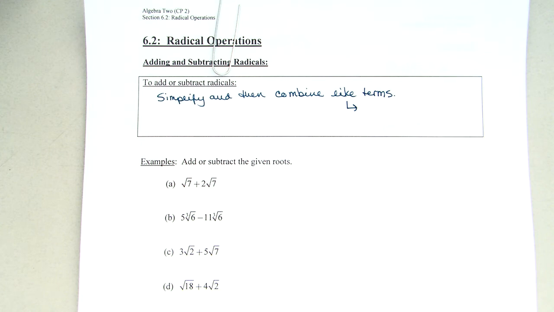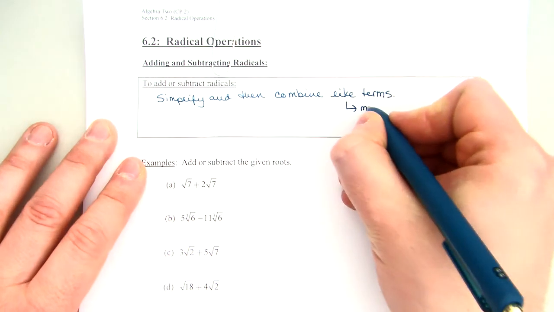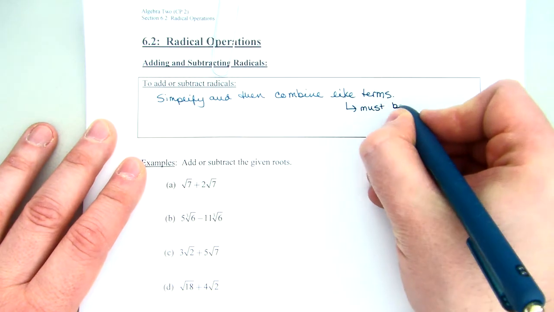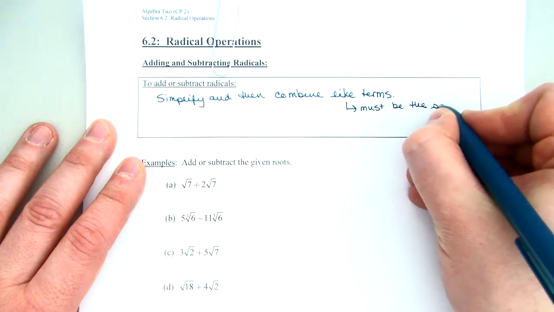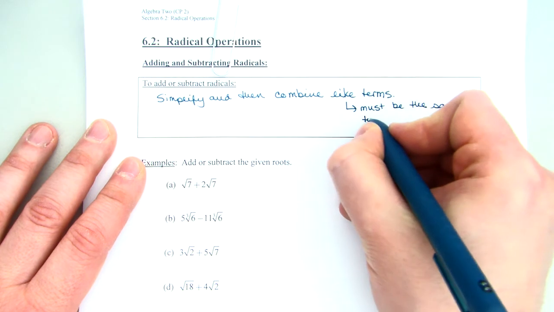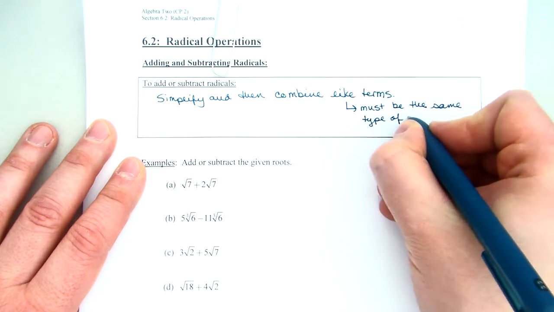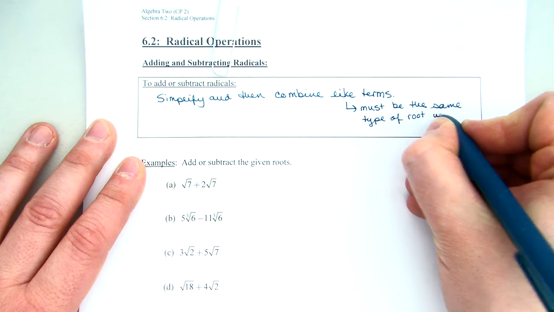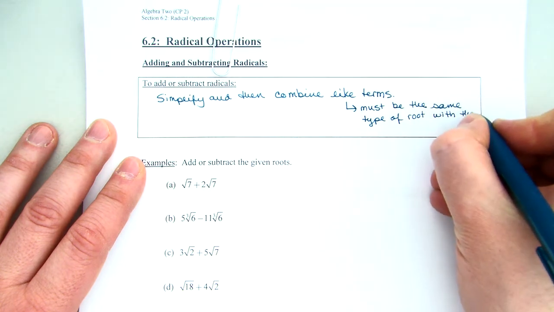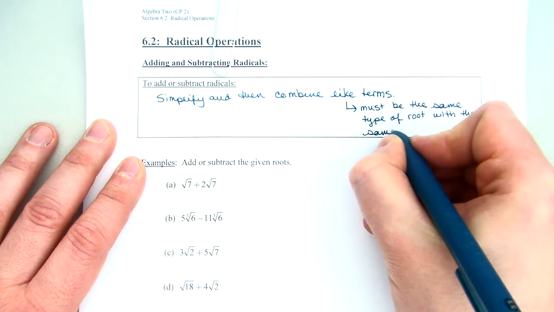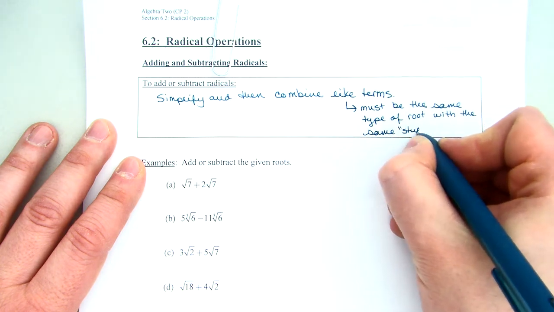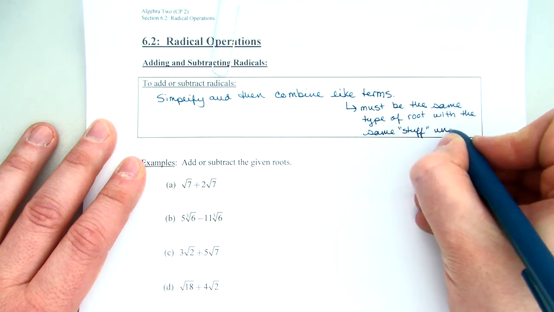For roots to be like terms, they must be the same type of root. A square root and a cube root aren't going to be like terms. And they have to have the same stuff underneath. They must be the same type of root with the same stuff, numbers and variables, underneath.